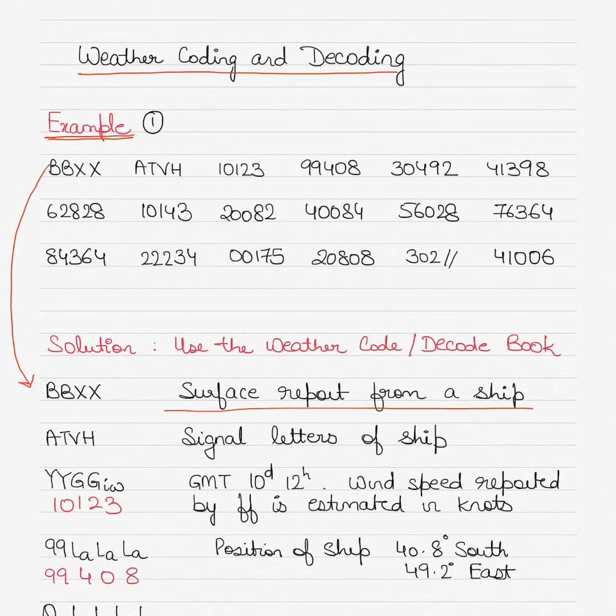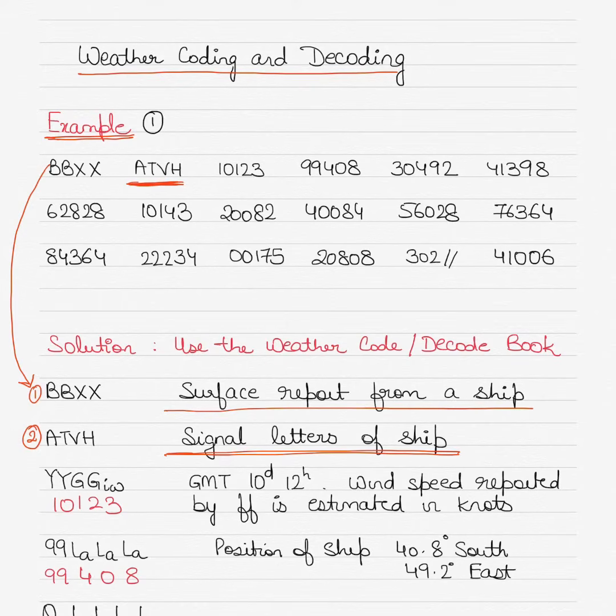The second one is the letters ATVH, as you see in the example here. Now this ATVH is the call sign of the vessel. It's the signal letters of the vessel, and I'll show you how I'm deciding all this. I'll go into the weather code, but I want to minimize the number of times I go in and out of the weather code. So I'll probably wait till the next entry, and then I'll show you all the three that I've talked about.